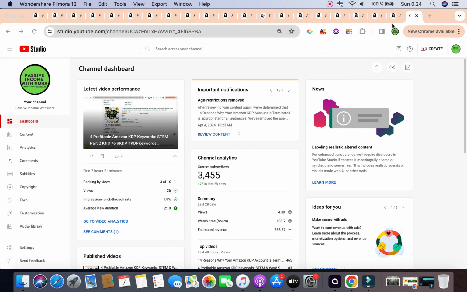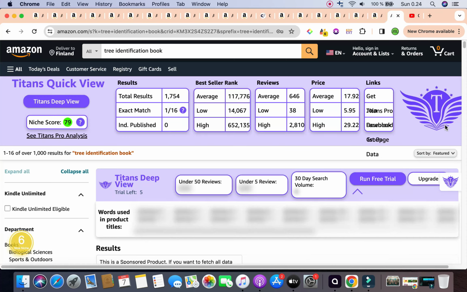Let's get started with the first keyword out of the two for the day. And our keyword is tree identification book. Tree identification book ticks all the boxes in terms of profitability. First, we have a really strong and solid keyword niche score of 79 by Self-Publishing Titans Chrome extension. And also we have a keyword niche score of number 6 by Amazon Scout Pro.